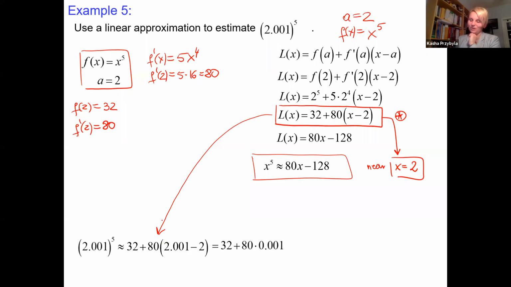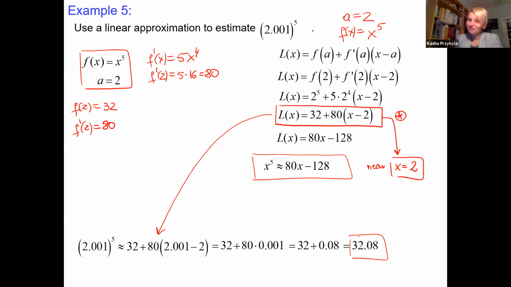Because now I can only multiply 80 by 0.001, which means we move 1 by 3 decimal places and add to the 32. Yeah. But can you imagine taking this number 2.001 to the power of 5? 2.001 times 2.001 times 2.001, that will be too long. And now we have a nice approximation.